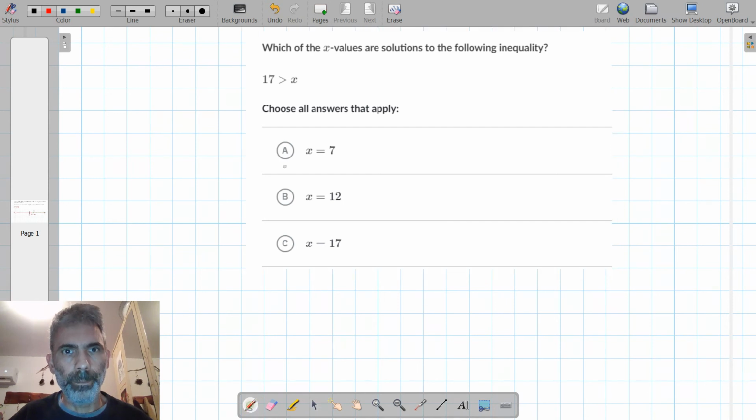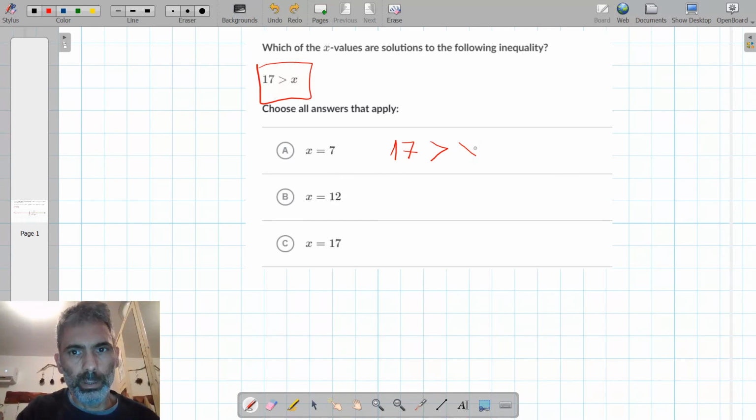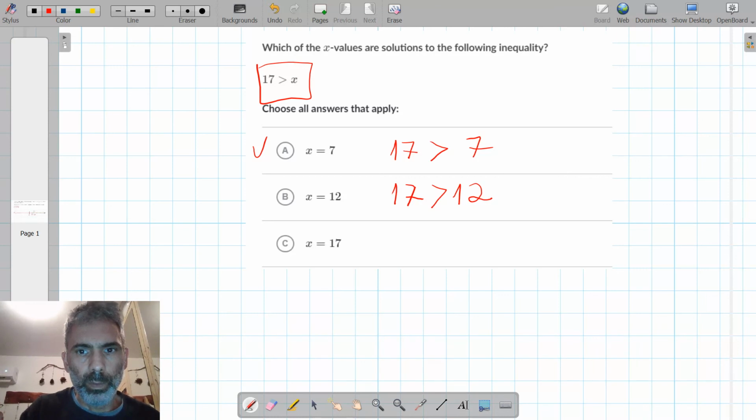Which of the x values are solutions to the following inequality? 17 is greater than x. So if x equals 7, let's plug in 7 instead of x. 17 is greater than 7, which means this is good. 17 is greater than 12. This is good.